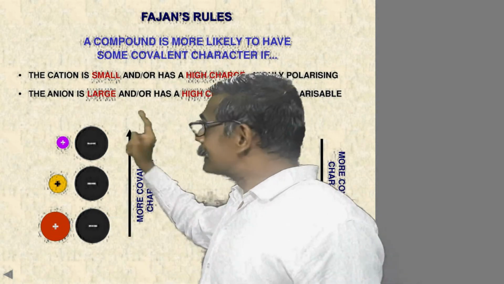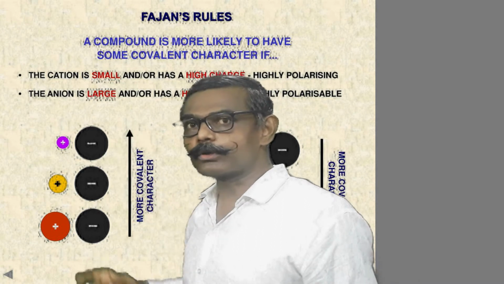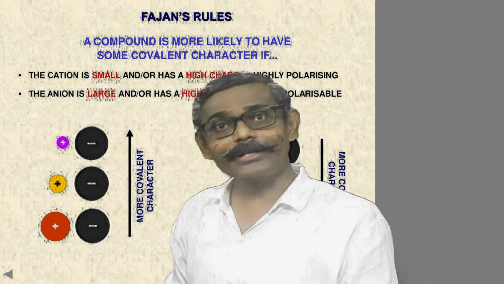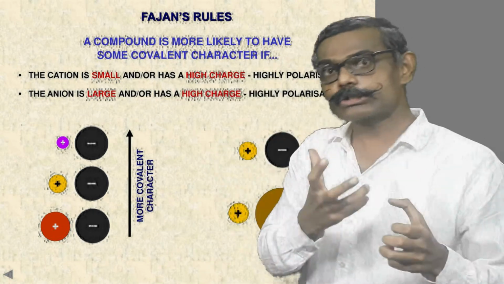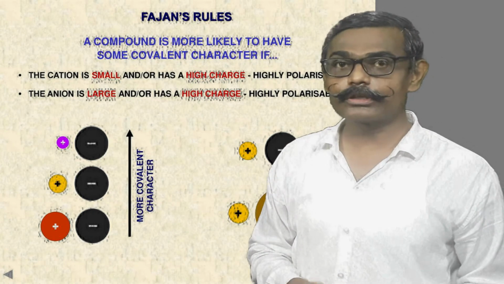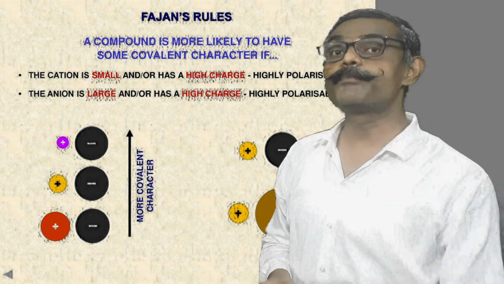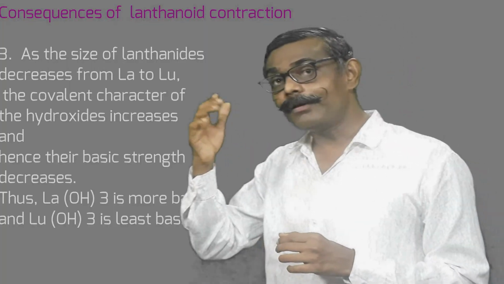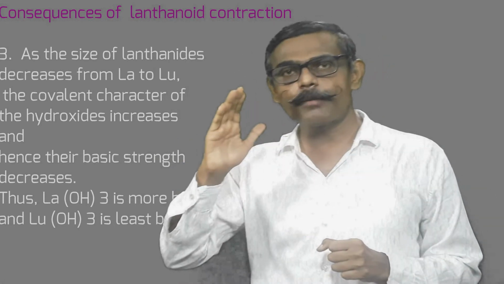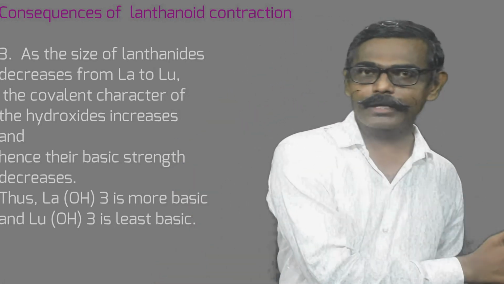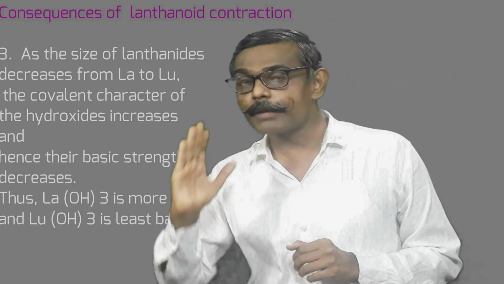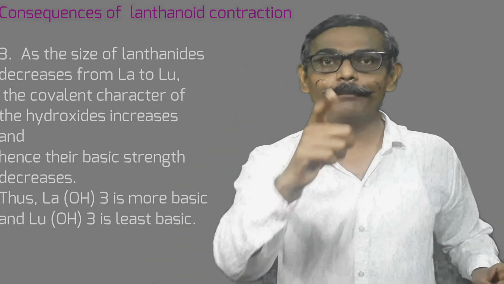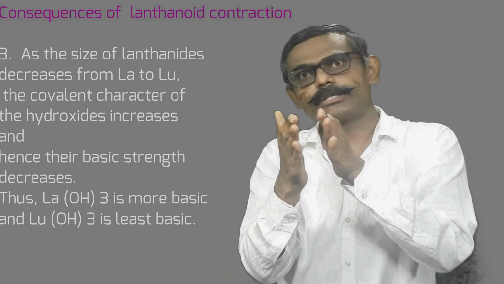No, not larger. A smaller cation will have more power, because within its small size that much positive charge is there. So its total power increases, and because of more power, distortion increases, and because of more distortion, covalent characteristic or polarization increases. So as we go from left to right, from low atomic number to high atomic number, from atomic number 57 to 71, from lanthanum to lutetium, what happens? Size decreases, but charge remains the same.